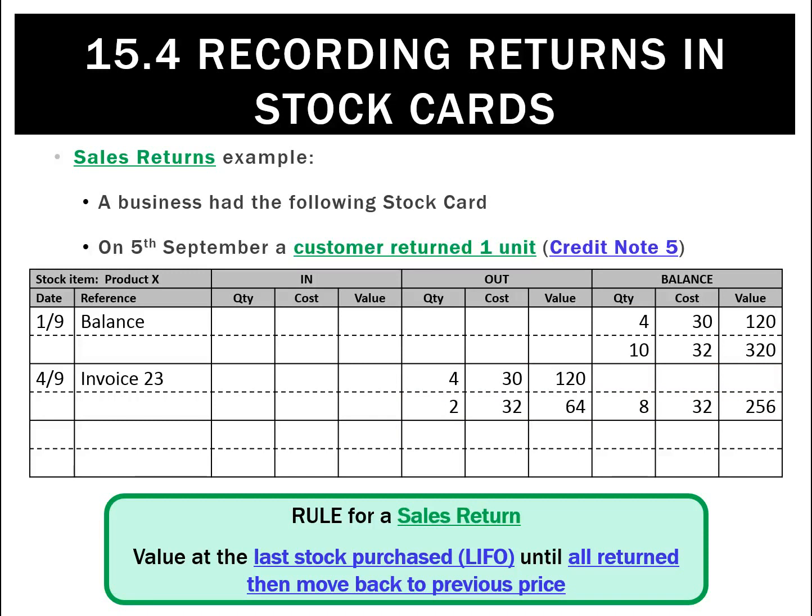Well, we record it at the value at the last stock purchase. So the last stock in was the $32 unit. So we'll assume that that's the one that's come back. The customer's returned that. So what I'll assume is that the chain of events followed through from here.